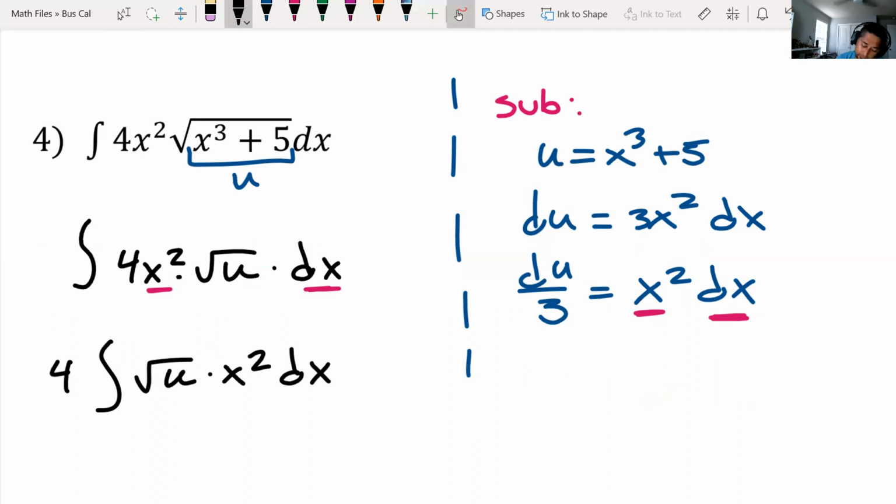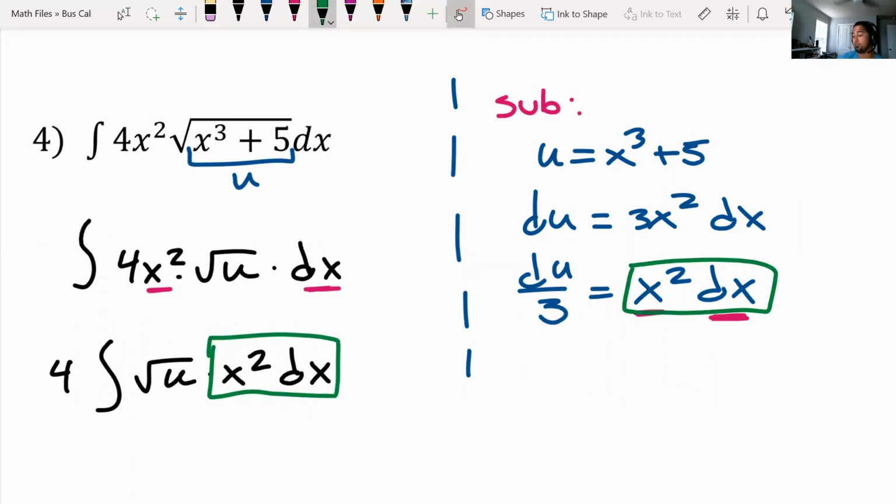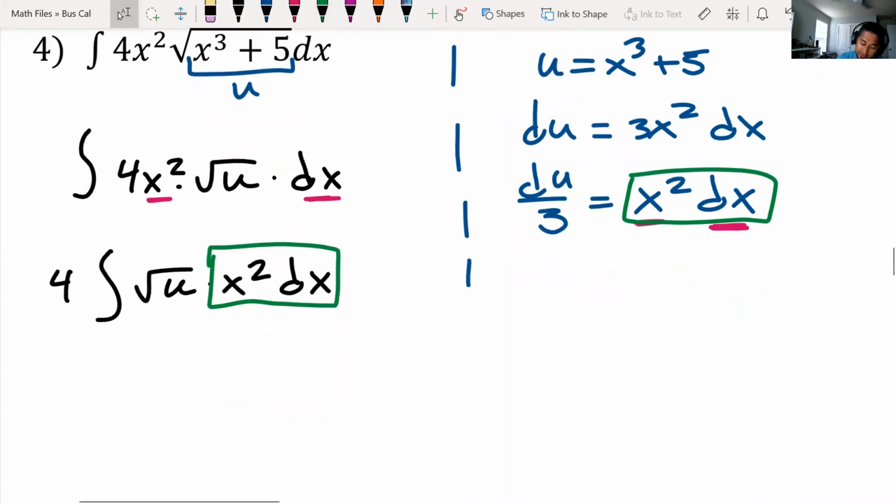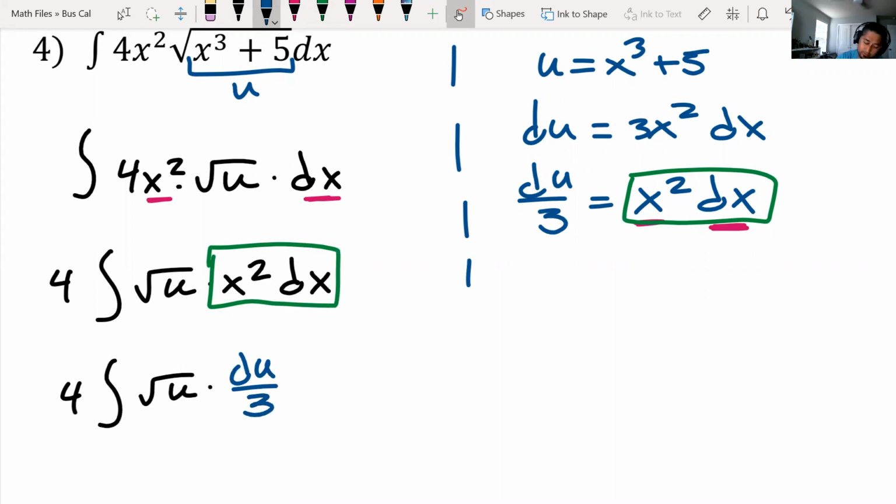And now, does this x squared dx match up with this x squared dx? Yes, sir. Now, what does it become by the substitution? Du over 3. There we go. So we get 4 times the integral of the square root of u times du over 3.